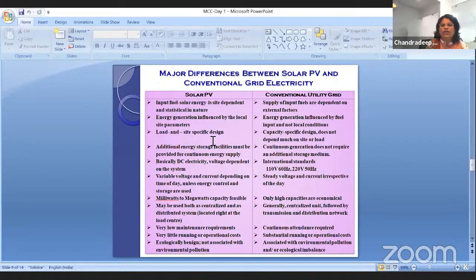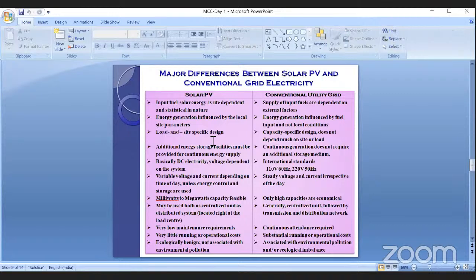In case of solar, it is load and site specific. Load means, as I said, if my load is 2 kilowatt, I will install 2 kilowatt. If your college load is 100 kilowatt, you will be installing 100 kilowatt. As per your requirement, you can customize it. Load and site specific design.